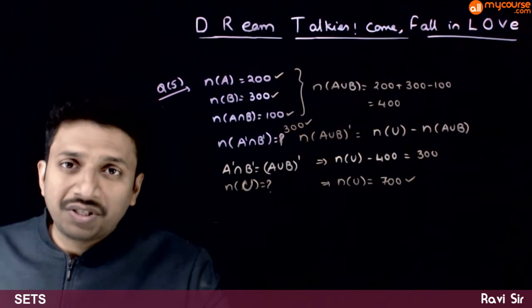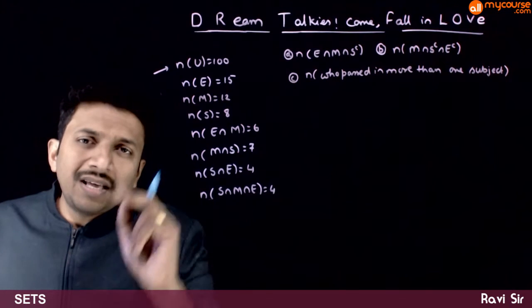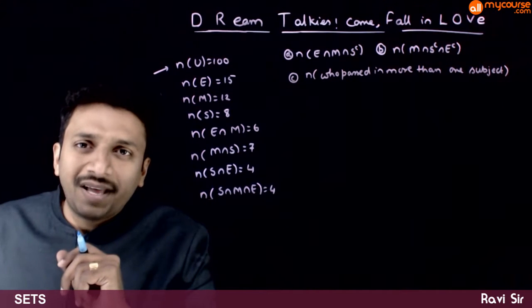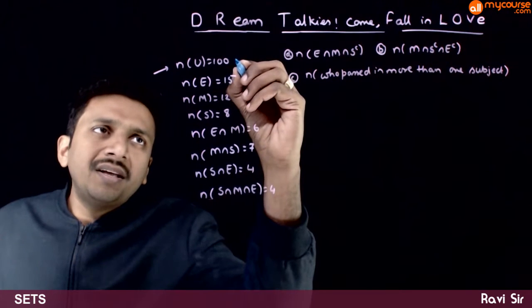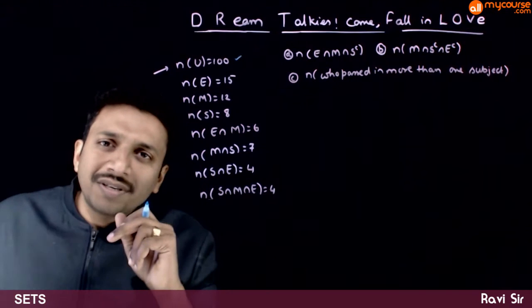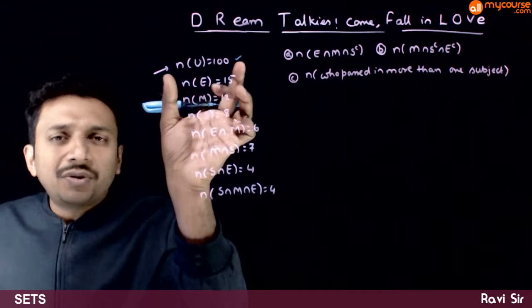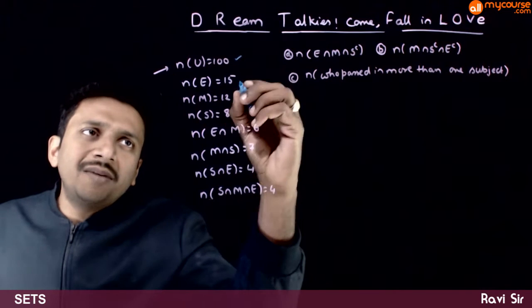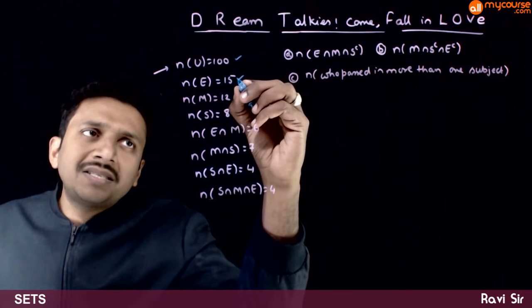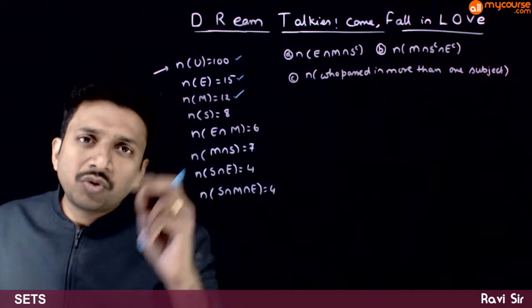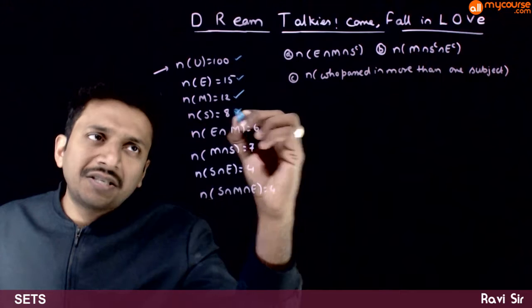Now let us go to the next question. So this is a very typical question in the topic of Venn diagrams. You're given that the number of elements in the universal set, that is 100 students in a class, are considered. In them, the number of students who passed in English is 15, number of students who passed in maths is 12, science is 8.